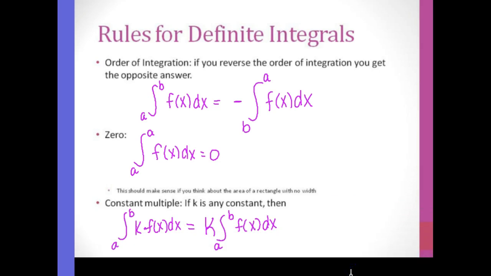All right, a constant. So the integral from a to b of k f of x dx is the same as factoring out the k. So let's say you have a quadratic function, everything's divisible by 2. You can bring that 2 out in front and then multiply it in at the end.